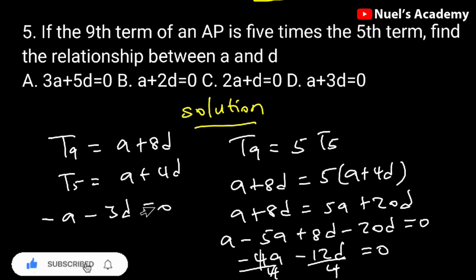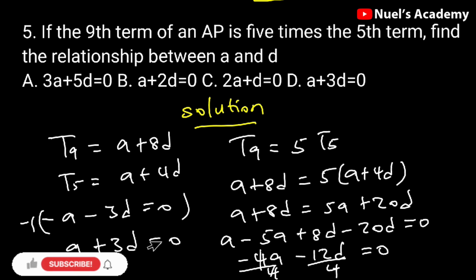Now let's multiply everything here by minus 1. Minus 1 times minus a is equal to a. Minus 1 times minus 3d is equal to plus 3d. Minus 1 times 0 is equal to 0. So the relationship between a and d, the first term and the common difference, is a plus 3d equal to 0. And that is option D here.